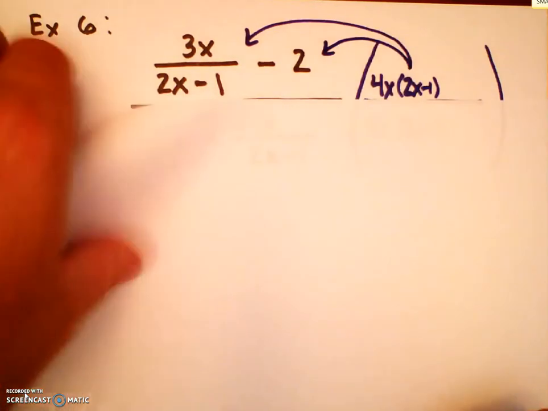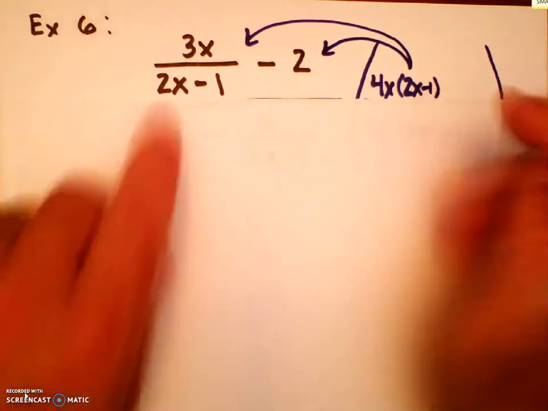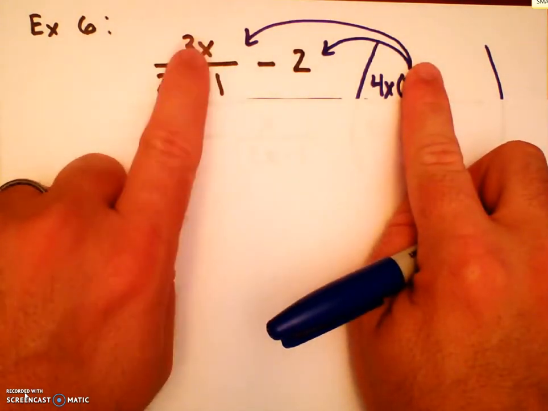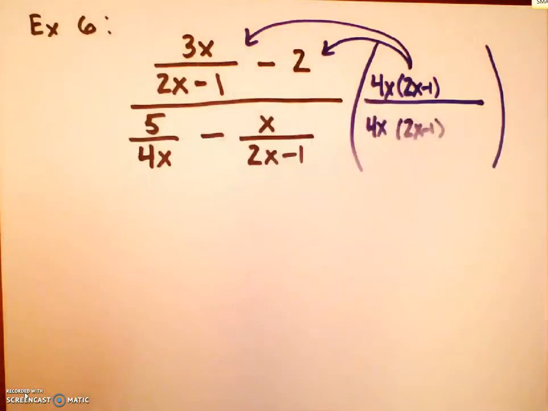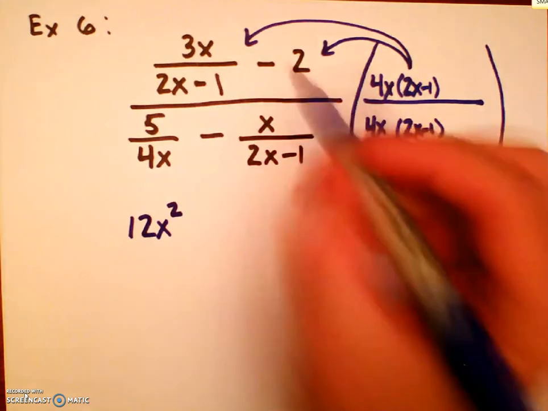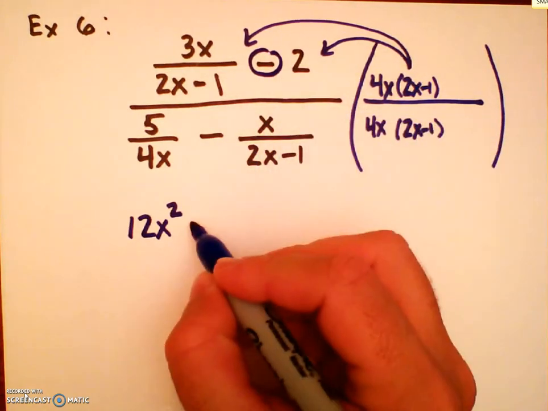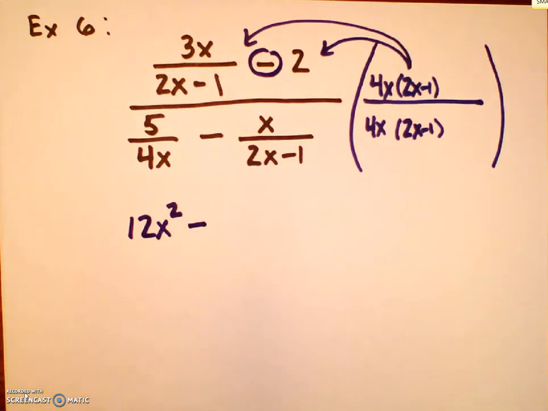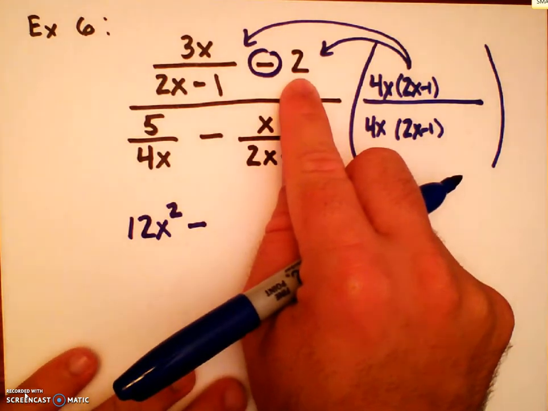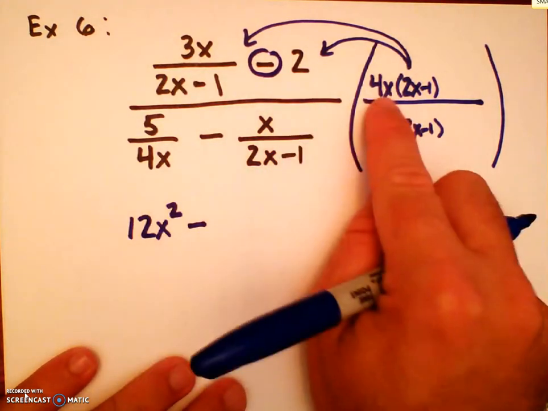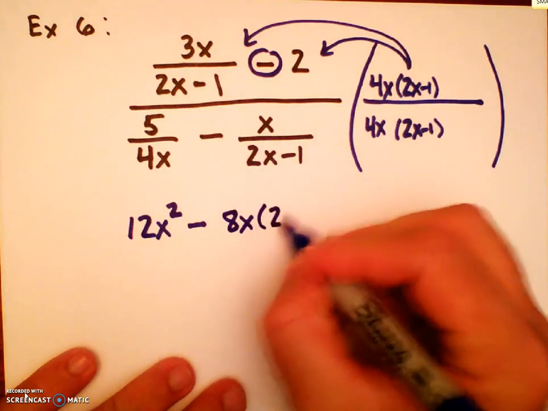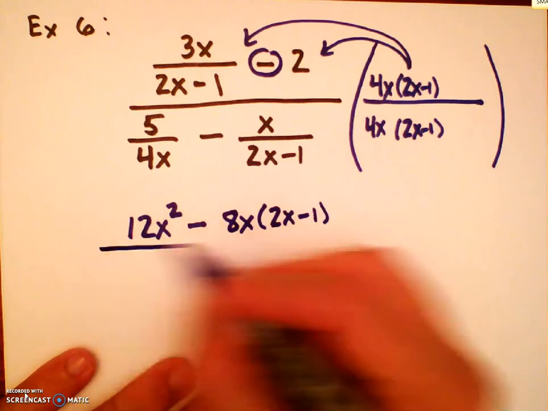Okay, so starting off with the first one. If I multiply these 2 things together, the 2x minus 1s will cancel, and I'm left with 3x times 4x, which is 12x squared. The minus sign drops. Remember, the whole goal is to get the fraction to go away. So if nothing cancels, then you've done something wrong. Here we don't have a fraction, so nothing's going to cancel anyway. So you just multiply. 2 times 4x is 8x times the 2x minus 1. So that is my new numerator.